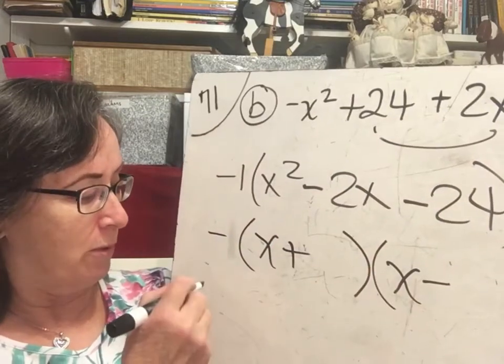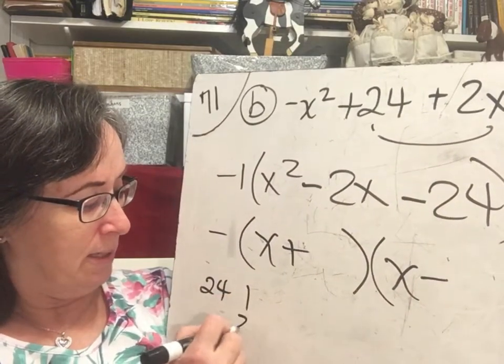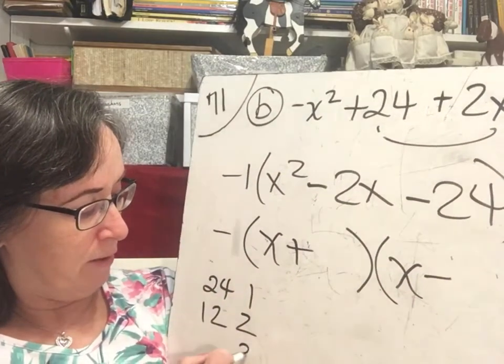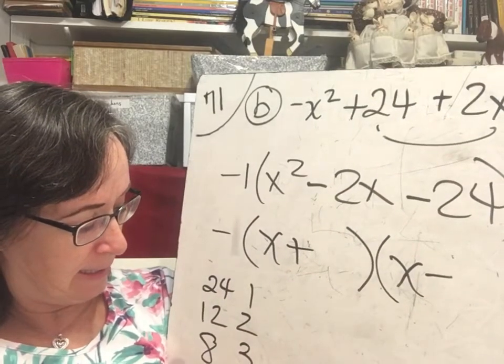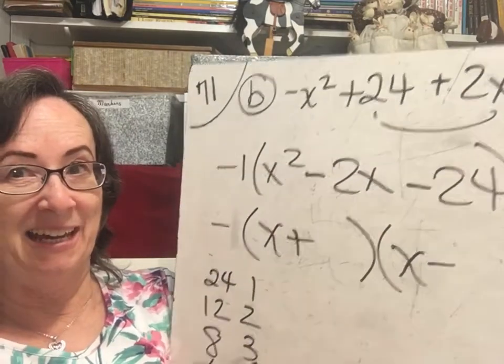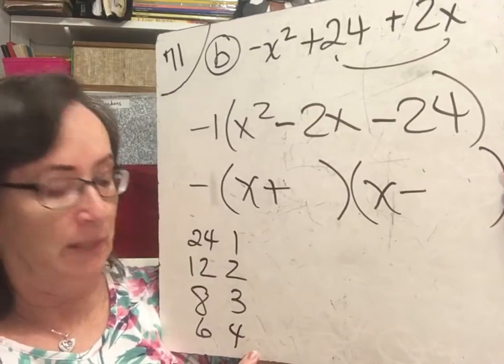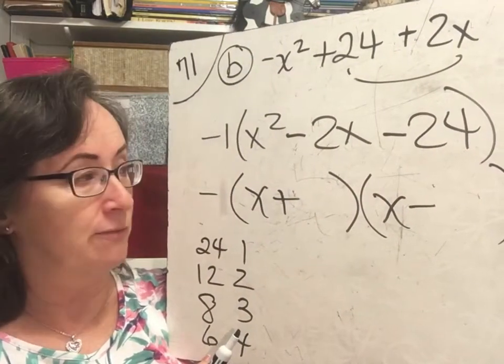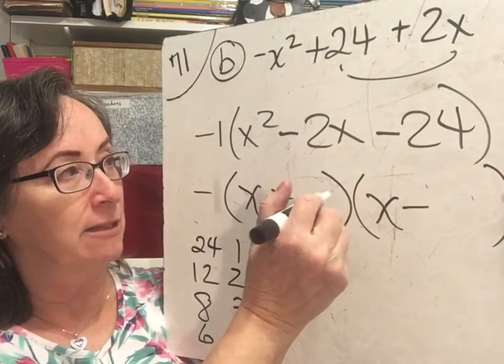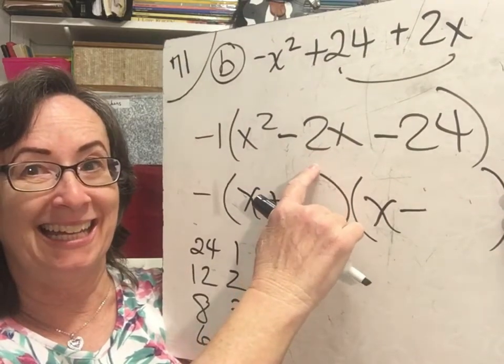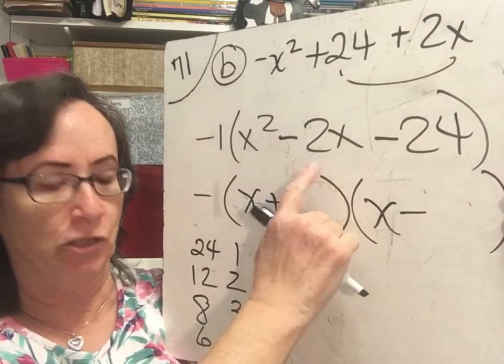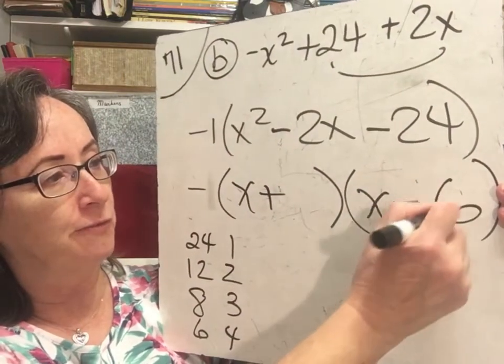So 24 times 1, 2 times 12, 3 times 8, 6 times 4. And we're looking for a difference of 2. 6 and 4 have a difference of 2. So we're going to use 6 and 4, but we want a negative in the middle. So we want our larger term, 6, our larger factor to be negative.